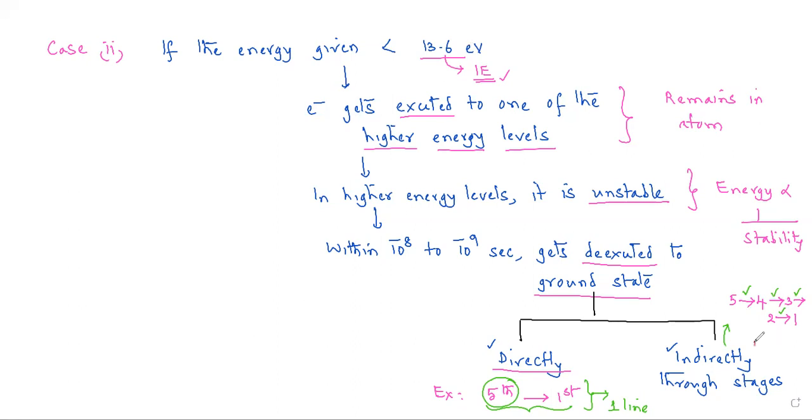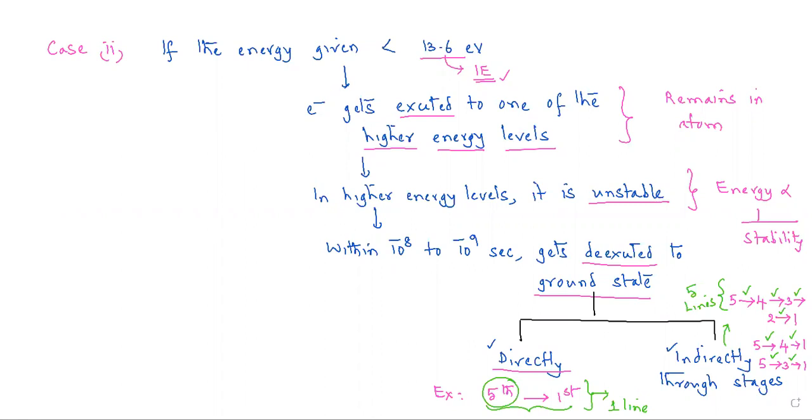It may not be this. It can even be this also: fifth to say fourth, and from fourth it can directly go to first. Different possibilities. In this case, you get only 2 lines. It may even be like this: fifth to third, third to first. Even in this case, you get only two lines. It can be like fifth to fourth, fourth to second, then second to first. You get three lines. So that's how there are different possibilities.